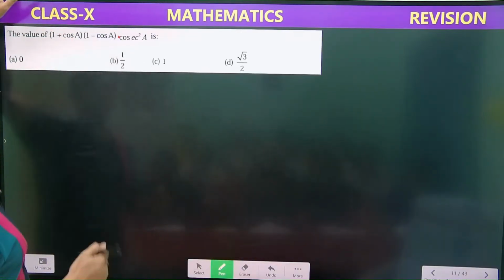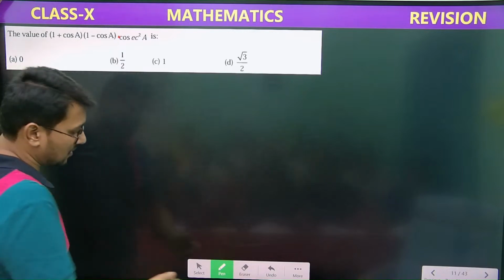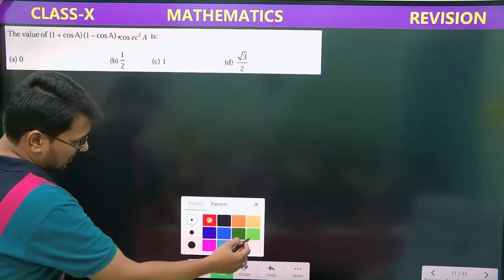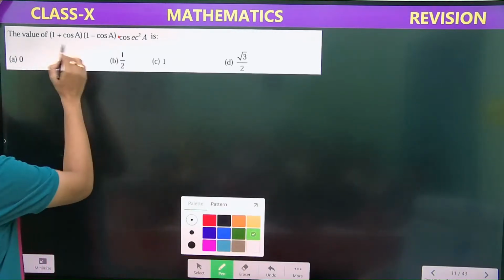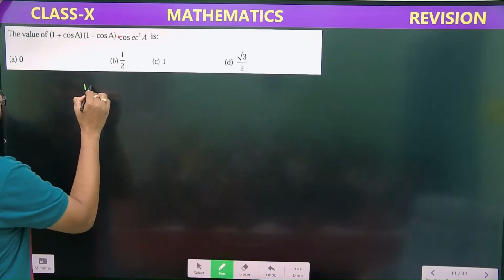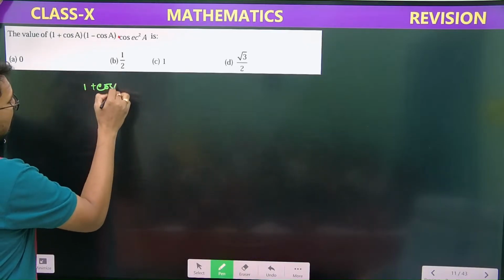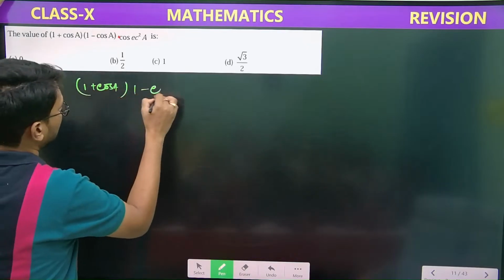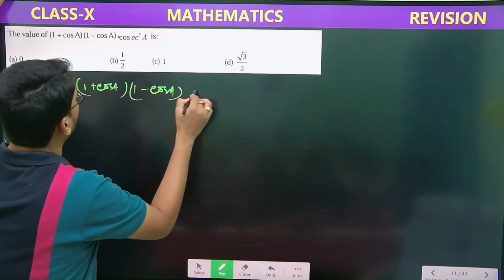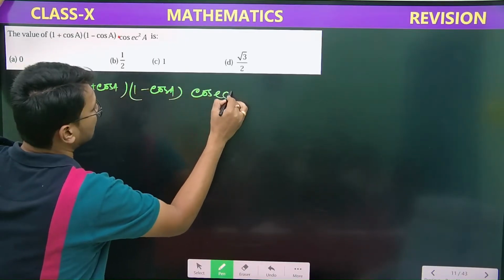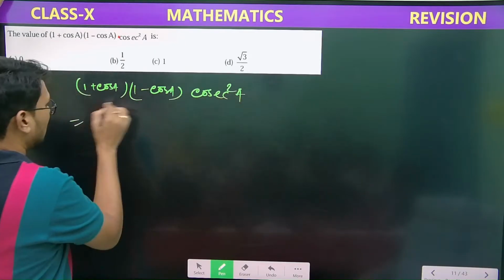Okay, 1 plus cos A into 1 minus cos A. How much is it? Tell me. 1 plus cos A into 1 minus cos A, all multiplied by cosec square A. These two, children, what is it?